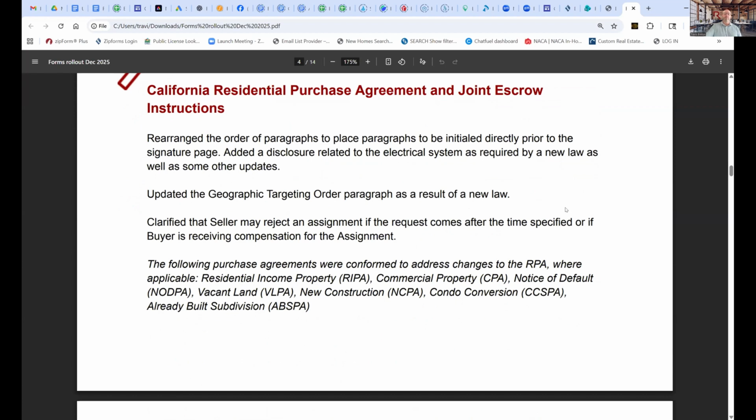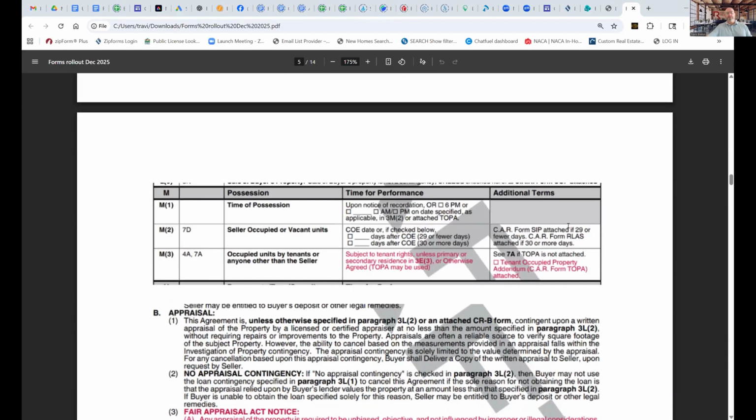Clarified the seller may reject an assignment if the request comes after the time specified, or if buyer is receiving compensation for the assignment, like a wholesaler. So, let's see here. So here's a couple snippets. You can see they added some parts here about the tenant rights, if there's going to be a tenant in place.